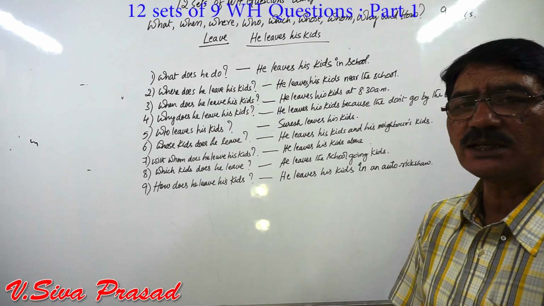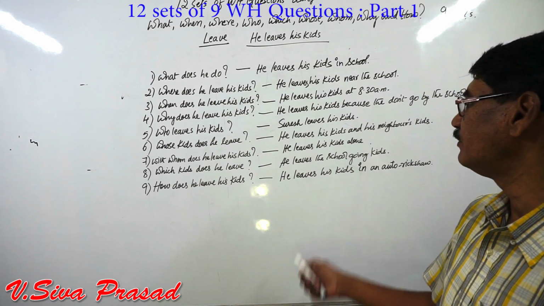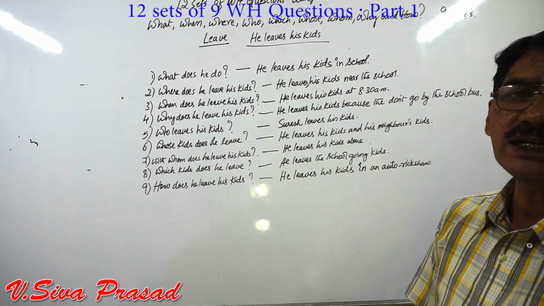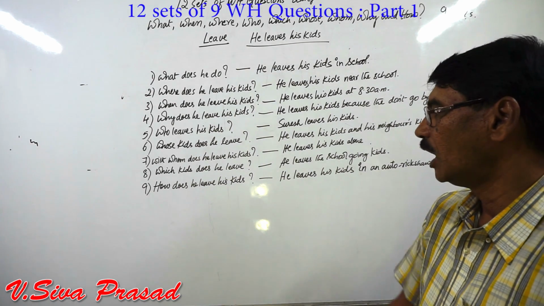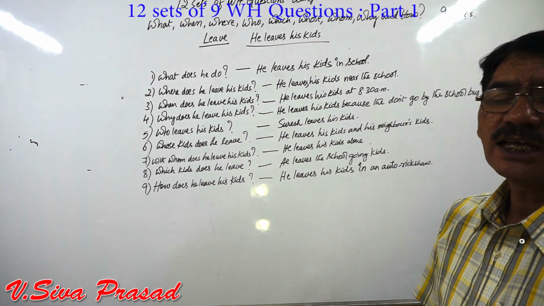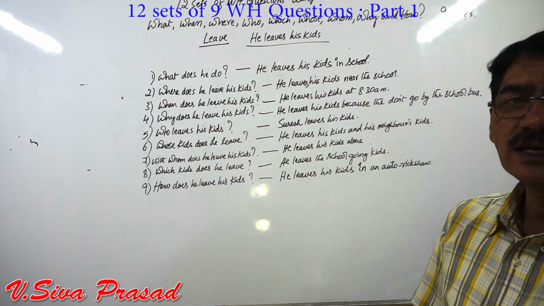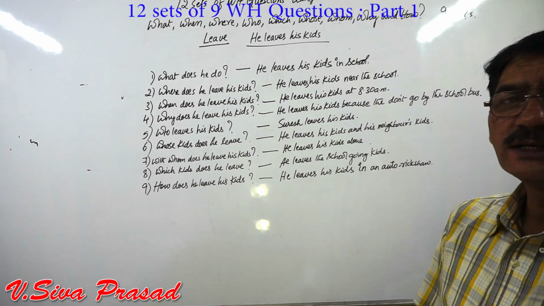With whom will he be leaving his kids? He will be leaving his kids alone. Which kids will he be leaving? He will be leaving the school-going kids. How will he be leaving his kids? He will be leaving his kids in an auto rickshaw. Now that is the sixth one. Now we need to go to the seventh one.